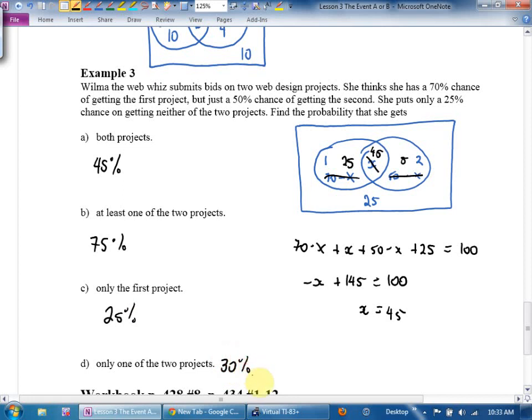No, that's both. It says only the first project. This here is the first project and the second project. Only the first means you get the first one, but you're not allowed to get both. That's at least one, or that's at least one, or add those three. Those are all at least one of the two projects. And you might have noticed, as a shortcut, if the odds of her getting none is 25%, the odds of her getting at least one is 75%. It's the complement. Could have done that too.